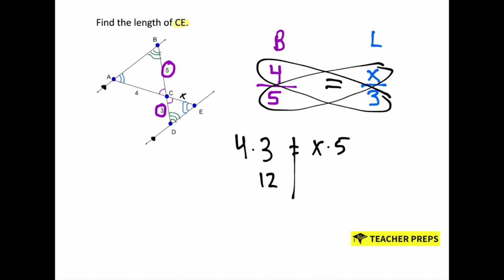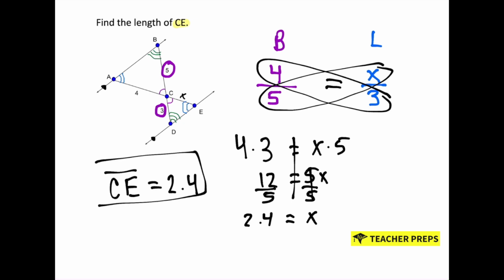4 times 3 is 12, and x times 5 is 5x. To get x by itself, we need to divide by 5, and what we do to one side, we must do to the other. That leaves us with x, and 12 divided by 5 is 2.4. That means that side CE is going to equal 2.4.